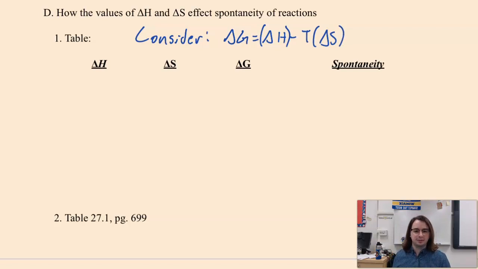And you don't have to do that with me. It's going to be easier for me because I can erase and write back. But I'm going to use that as an explanation as to why the table works the way that it does. So let's consider how H and S affect delta G.